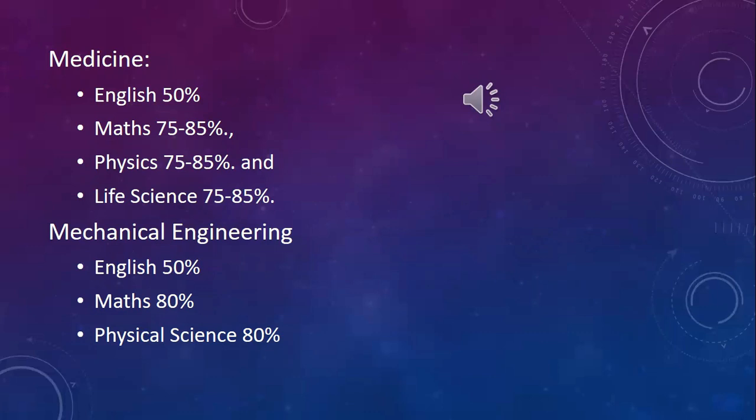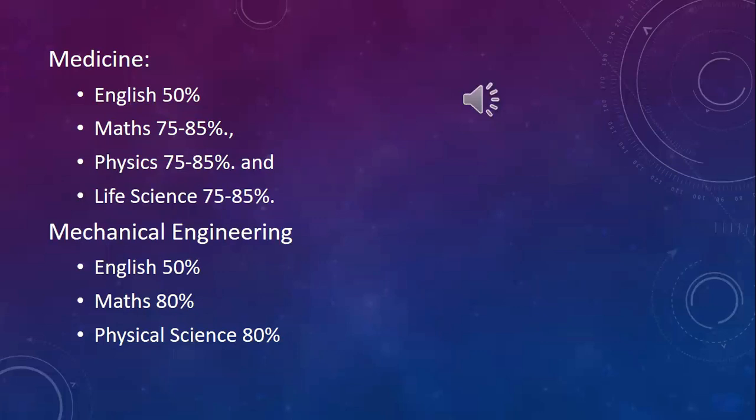On this slideshow, I included the percentages that you would need to get in matric in order to get admittance to those degrees. So I chose mechanical engineering here. You would have to get 50% for English, 80% for maths, and 80% for physical sciences, and then they would consider to let you study mechanical engineering.